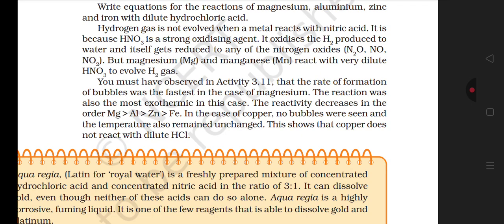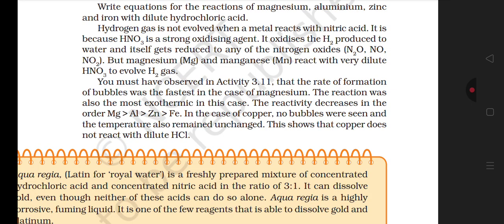Strong oxidizing agent means that when the hydrogen gas is evolved, it oxidizes quickly, forming water. So that's why we cannot take nitric acid. It itself gets reduced to a nitrogen oxide, like nitrogen dioxide or nitrogen monoxide. But magnesium and manganese react with very dilute nitric acid to evolve hydrogen gas. So these are the only metals which react with nitric acid to evolve hydrogen gas.